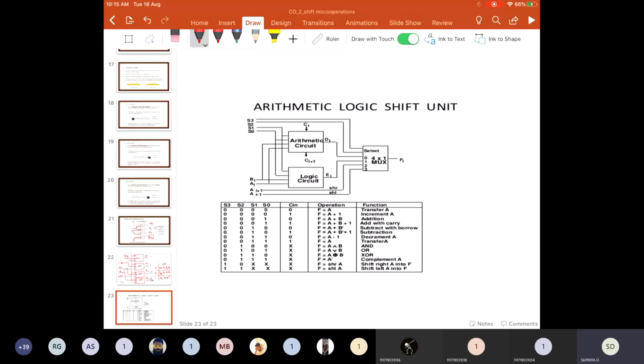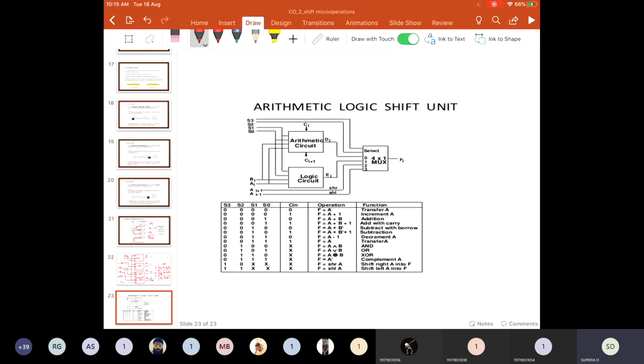Using one circuit, we have discussed how to perform all the arithmetic operations in it. And we have discussed the logical micro operations implementation using a 4 by 1 multiplexer, which will perform AND, OR, complement and XOR operations.